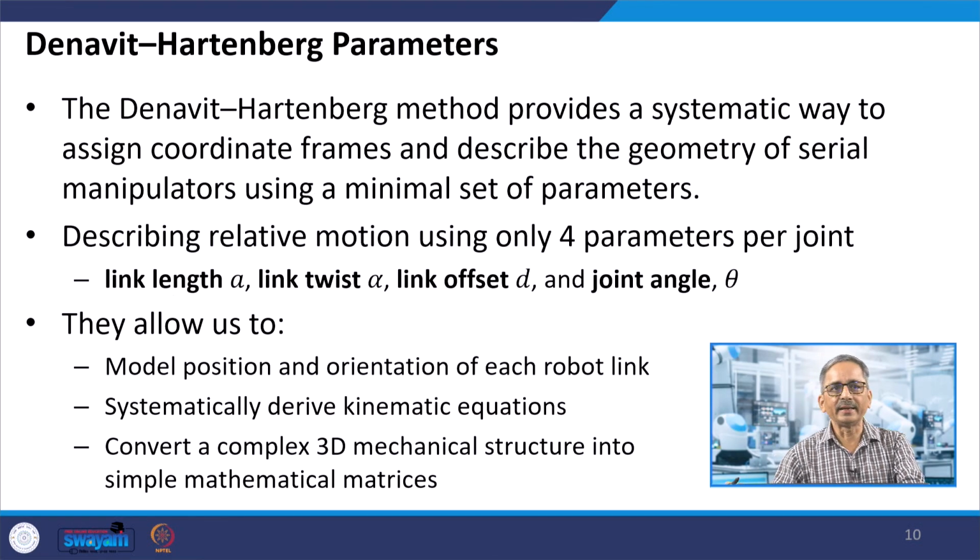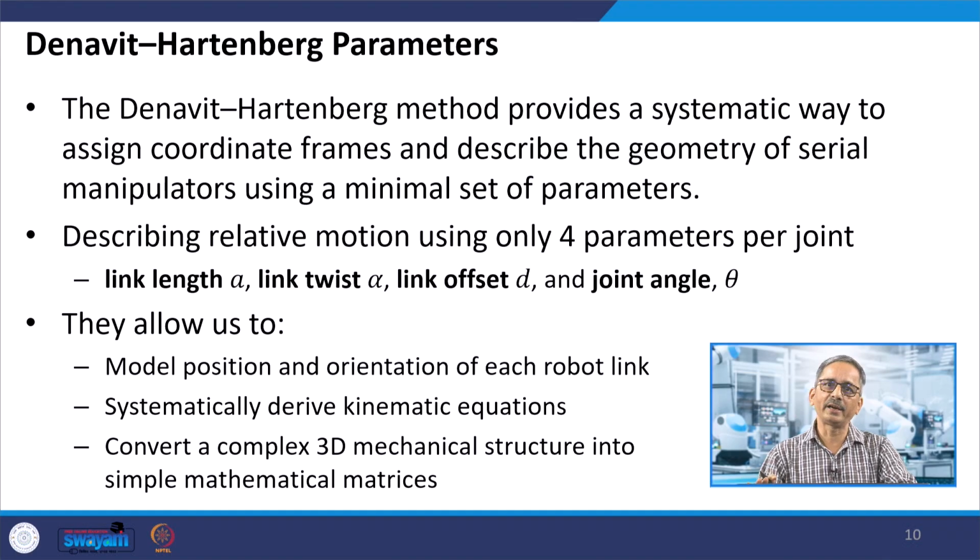Next, let us come to the Denavit-Hartenberg parameters. The Denavit-Hartenberg method provides a systematic way to assign coordinate frames and describe the geometry of a serial manipulator as well as the connection between the links of the manipulator. So, essentially if you have to describe a manipulator mathematically, we can use the 4 DH parameters to describe that.